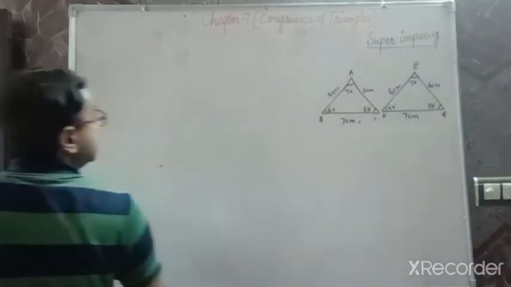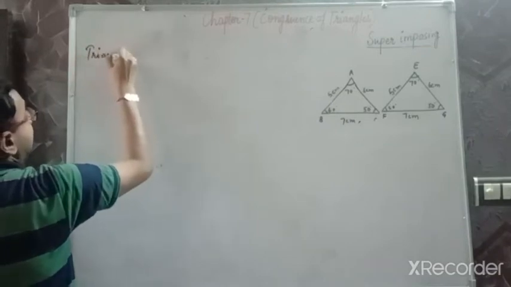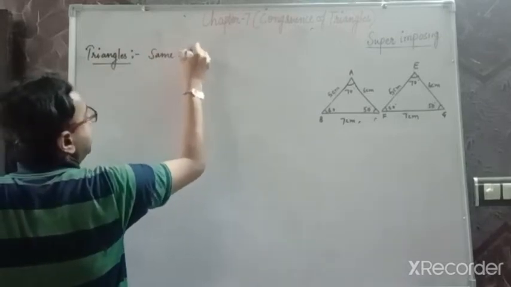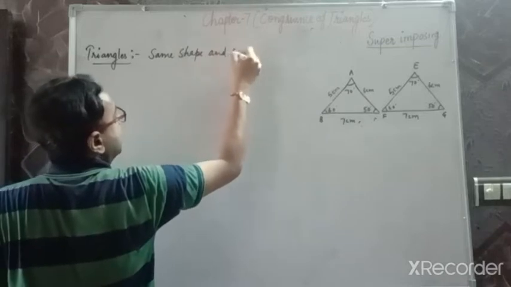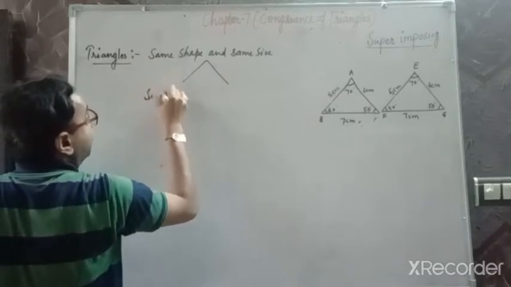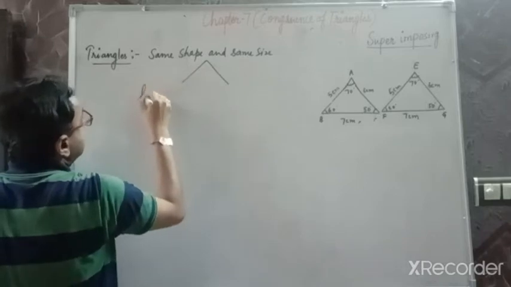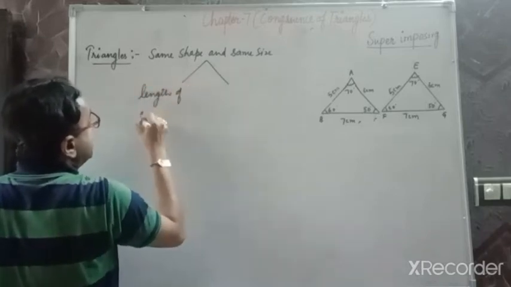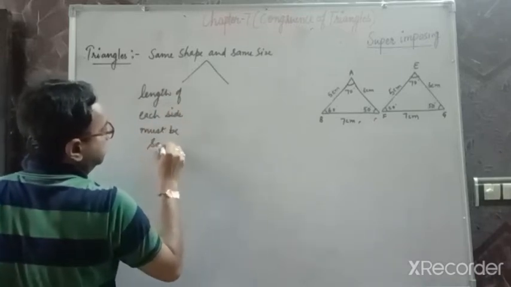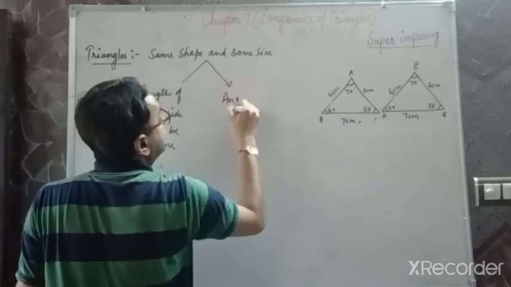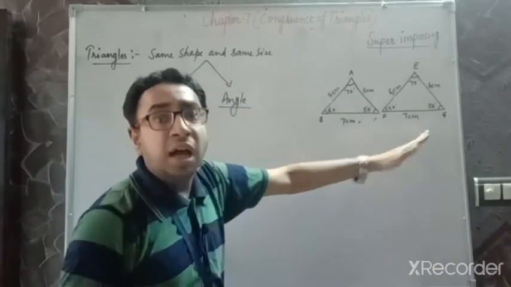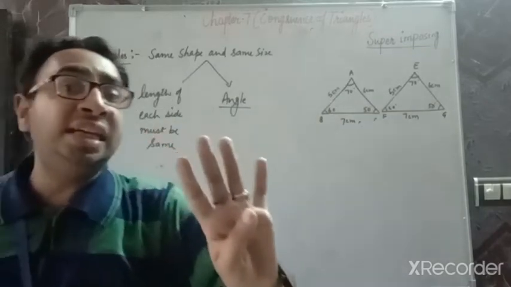Let's see what is the condition for triangles. Triangles, very important thing is condition. Again, same shape and same size. Size here means the length of each side must be same. Secondly, what is angle? For a triangle, there are conditions that either the sides must be same, or the angles must be same. There are four criteria.